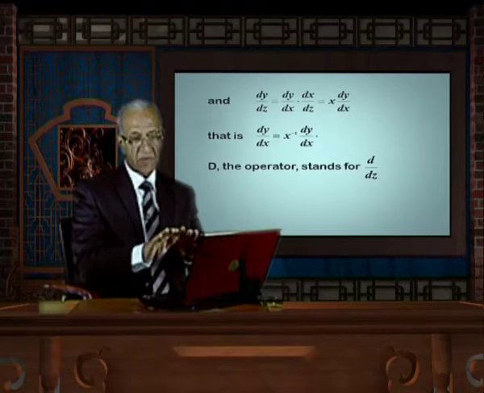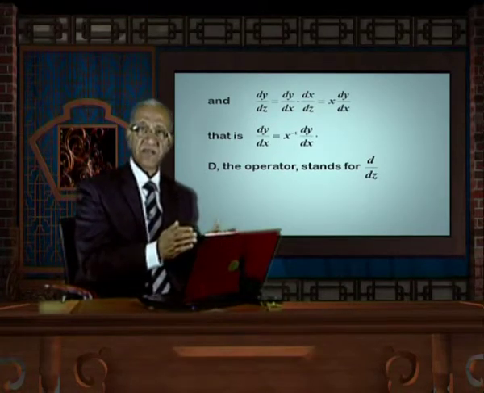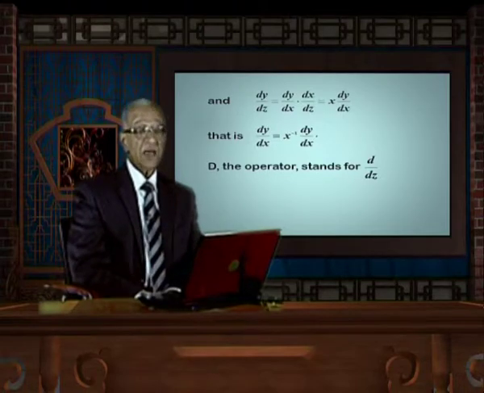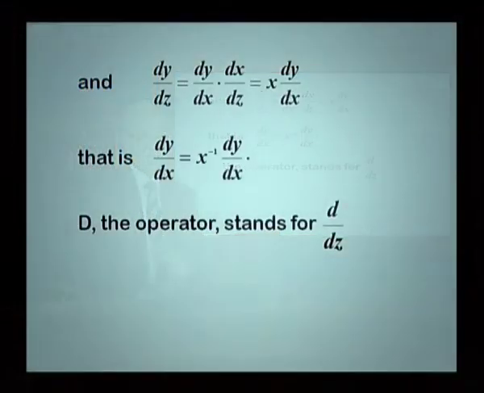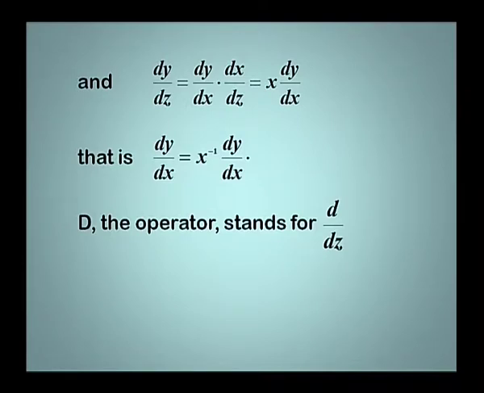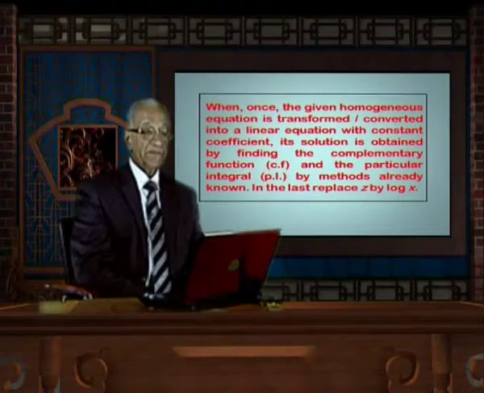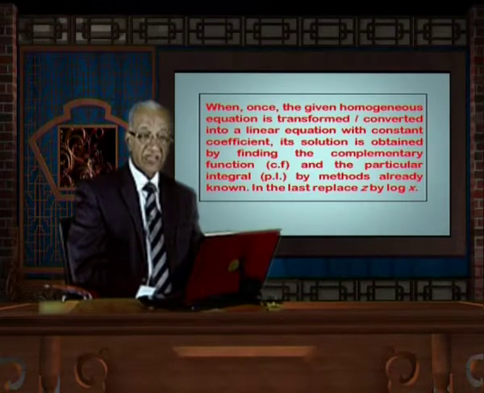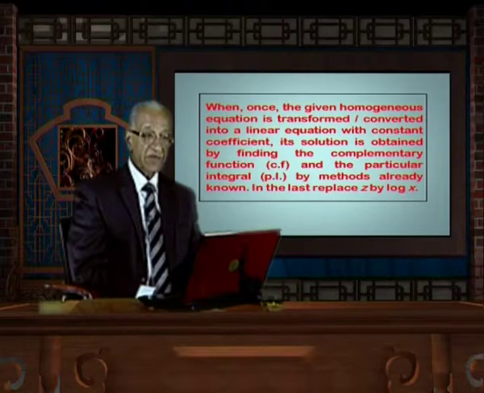This x to the power minus 1 is just transforming and getting a reciprocal of only x on the right-hand side, where this capital D is the operator, which stands for d/dz, wherever we write. In further lectures we will be observing and noticing it. This is a very important box that we will read, and we would like to understand what they mean.